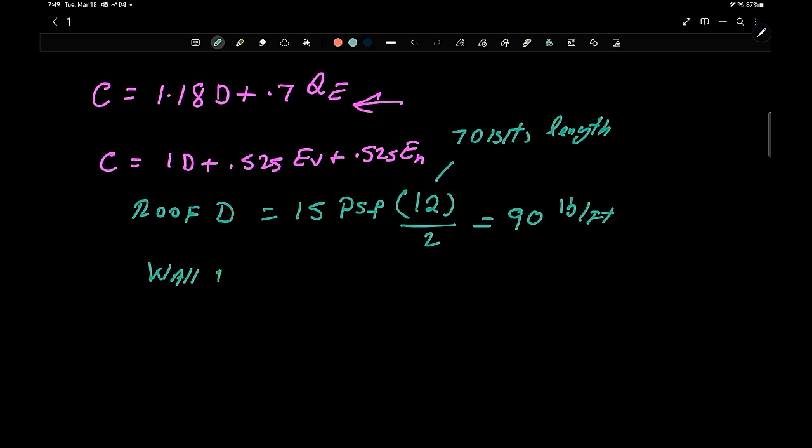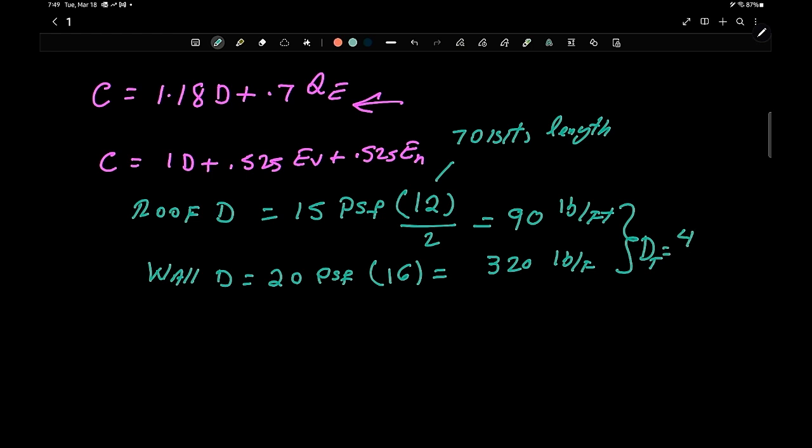Then we're going to calculate the wall itself. Wall dead load, which was 20 pound per square foot. And multiply that by a 16 feet tall wall, and that gives us 320 pound per foot, and the total comes out to be 410 pound per foot.